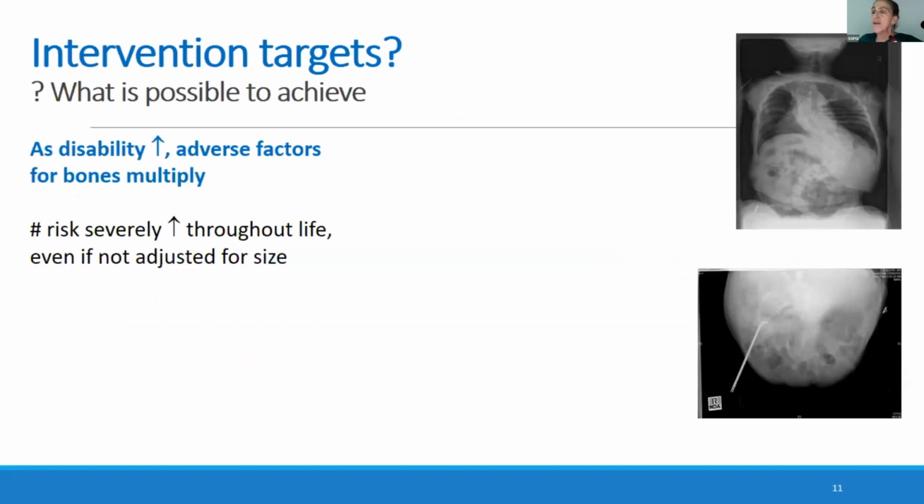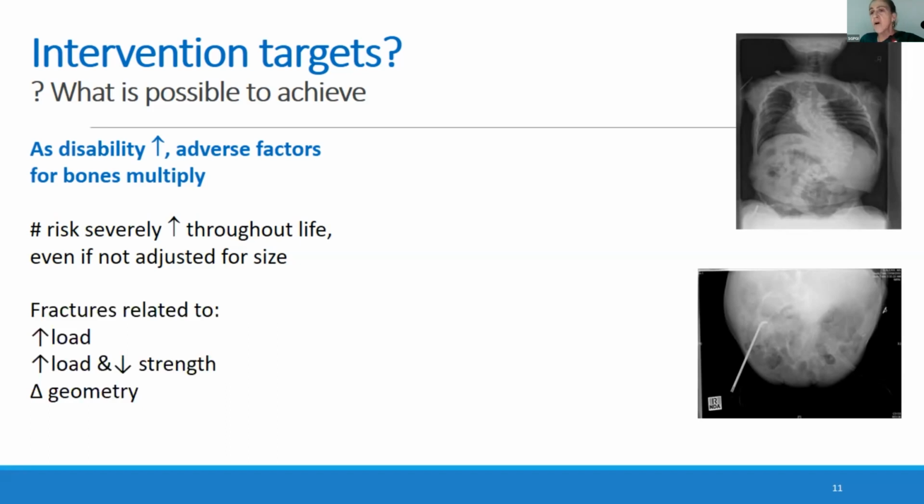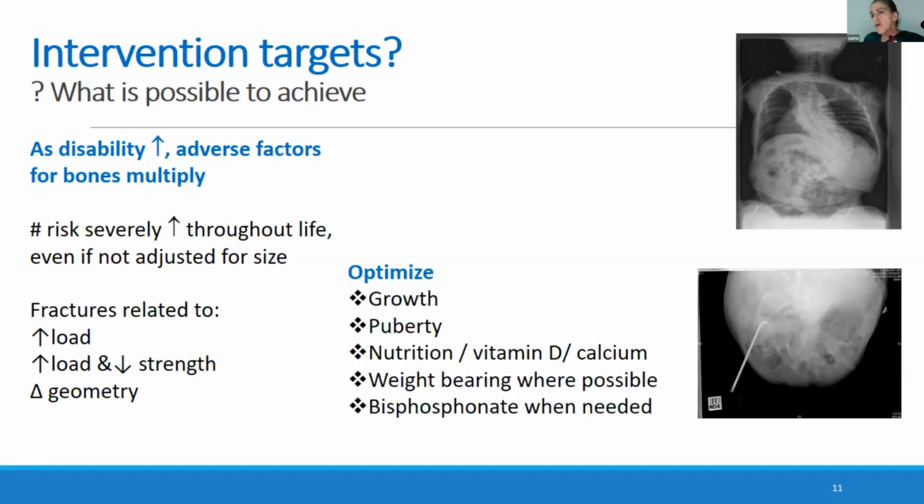And you need to know when you're thinking about your patients what you can possibly achieve. The more unhealthy that young person is in terms of their physical disability, the less you are likely to be able to achieve in final outcome. Neither of those patients with OI on the right will ever achieve a normal adult height. Their fracture risk will continue to be permanently elevated throughout life, no matter what you do, because fractures are related to load, strength, and geometry. So you try with growth, you try with puberty and nutrition. If they can wait there, that would be a good thing, and then use bisphosphonate when it's needed.